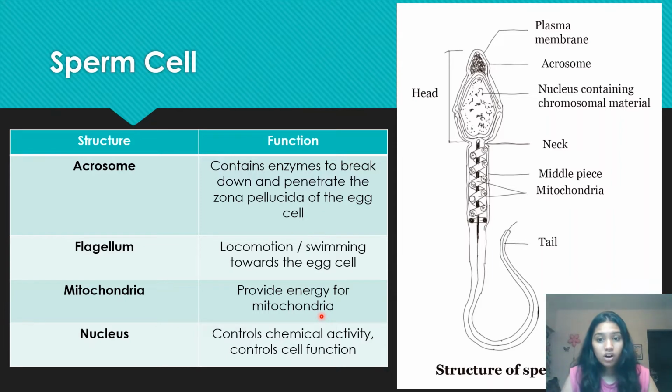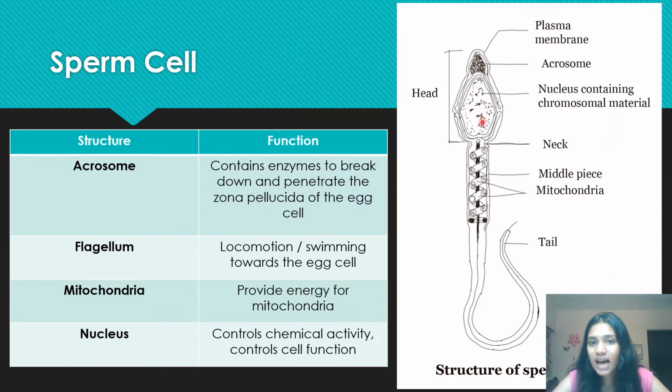And you never ever write produce energy. You write provide energy. Produce energy is not accepted in IGCSE. So the mitochondria is used to provide energy for movement. Basically, it provides energy for movement. Then you have the neck, you do not need to know this part, and you have the head.